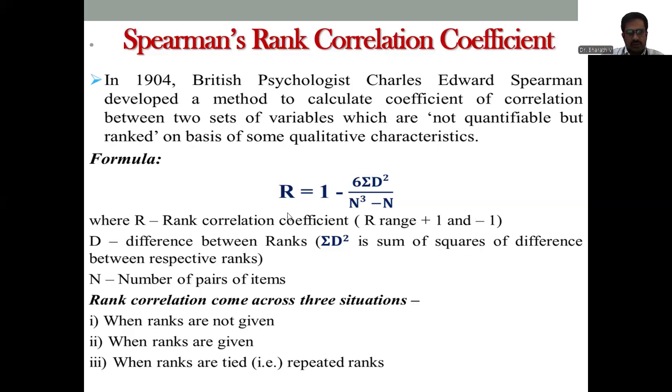The formula is: the rank correlation coefficient equals 1 minus 6, which is a constant, multiplied by the sum of deviation squared, divided by n cube minus n.